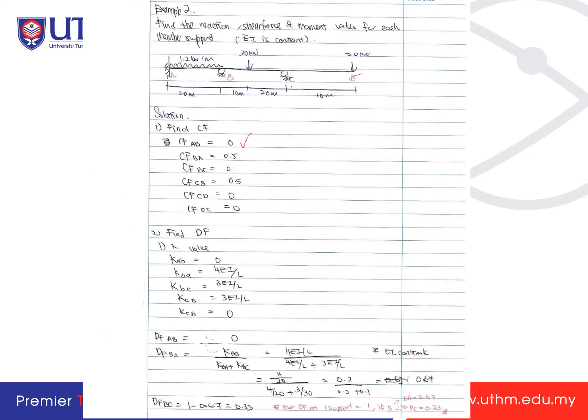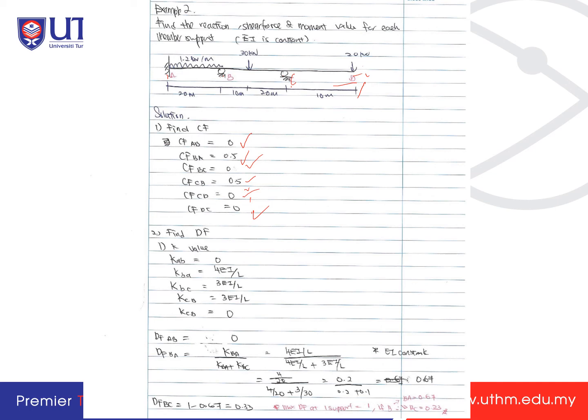DFAB is 0, which is the fixed end. DFBA is 0.5. DFBC, okay, BC, C is the end support, which is roller, so it's 0. Okay, so DFCB, C to B is 0.5 because it's pin end to the pin end to the roller, so it's 0.5. And then DFCD is 0 because it is to the free end, and DC is also 0 because it is free end. Okay, 0 and 0.